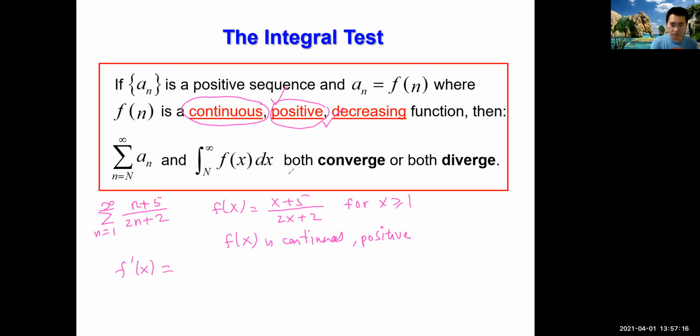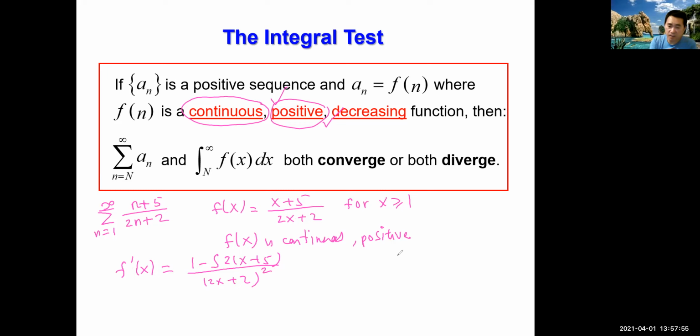So recall the quotient rule: u prime v minus v prime u over v squared. So the derivative of the numerator is 1 times x plus 5, minus the derivative of v, which is 2, times x plus 5. And don't forget everything's over the denominator squared. Okay, now why consider the derivative?